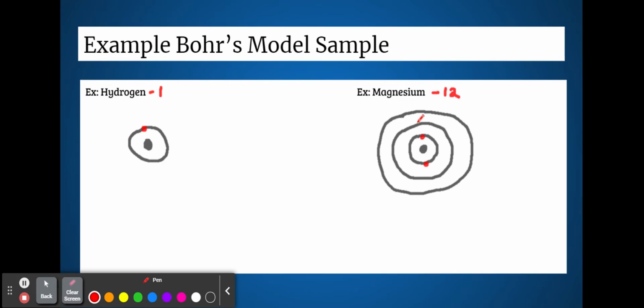So I'm going to move up to the next energy level, which holds 8. So I'm going to go 1, 2, 3, 4, 5, 6, 7, 8. So now I've found homes for 10 out of 12 of my electrons. So I'm going to just add the last 2 to the third energy level. And there is my Bohr's model energy level diagram for magnesium.